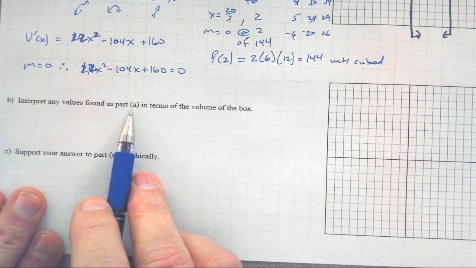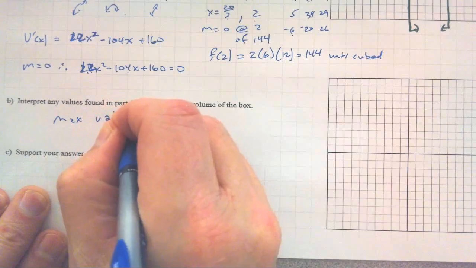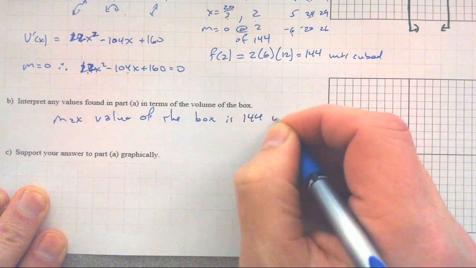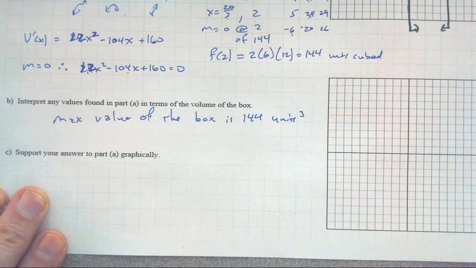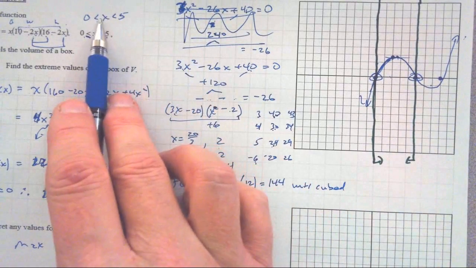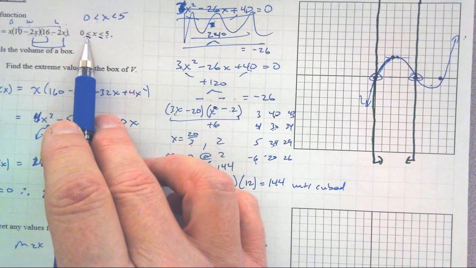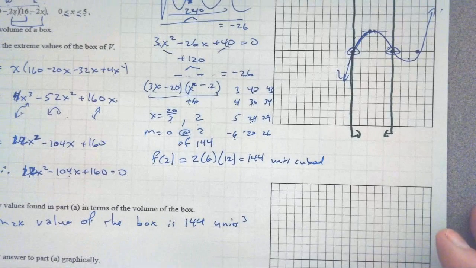Interpret any value found in part A. Well, the maximum value of the box is 144 units cubed. Again, we could come back and argue about the minimum value is 0, but they really didn't let us go to it. They stipulated in the problem. If we were coming up with this problem on our own, we might have said, well, it could be 0. Then we'd say that the minimum volume is 0. Support your answer to part A graphically, which we have already done. And therefore, we are through with this assignment.